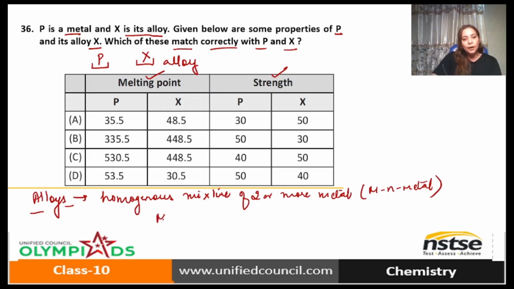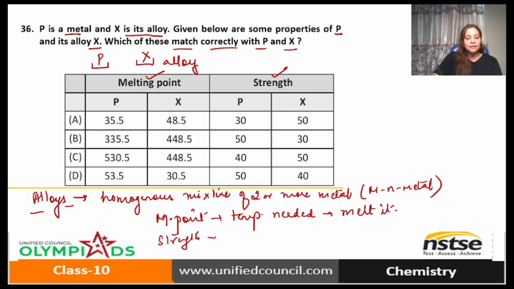Like if I talk about melting point, what is melting point? Melting point is the temperature needed or given to a substance in order to melt it. And strength, that means how strong is the given substance. How strong or how weak is the given substance.